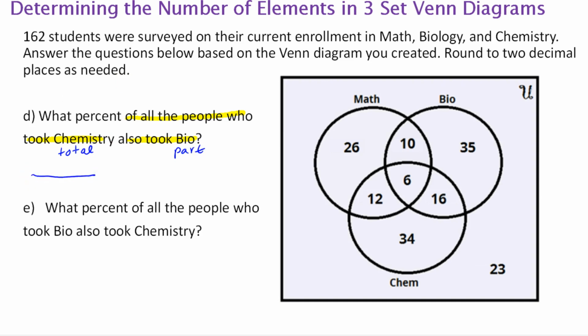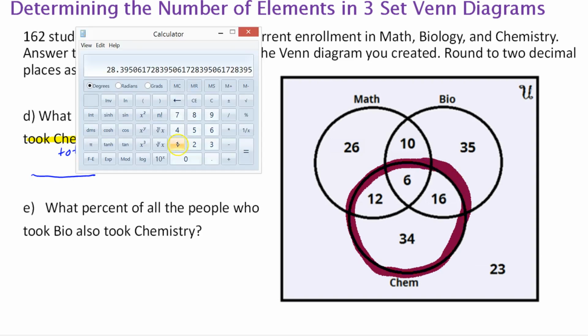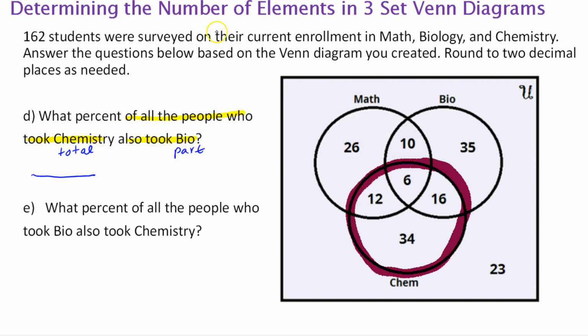Okay, so now let's go to the Venn diagram. So here's our chemistry circle. So let's find our total first by adding up all these numbers. So 12 plus 6 plus 16 plus 34 is 68.